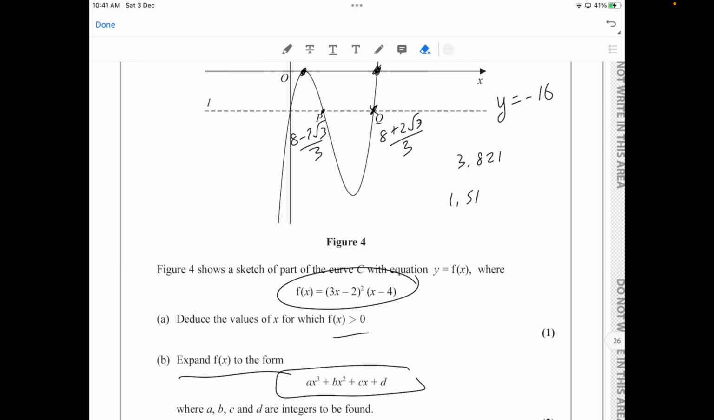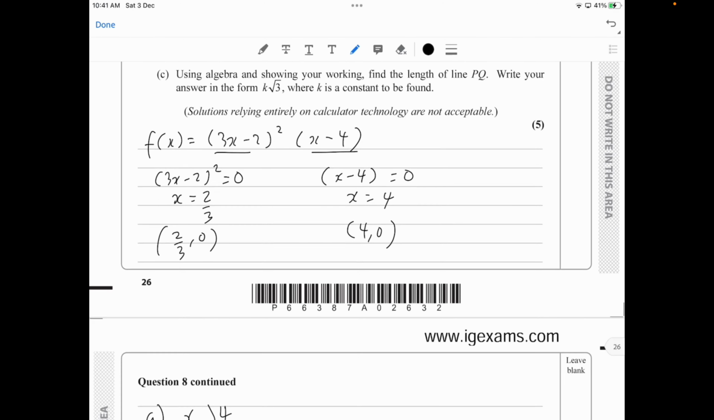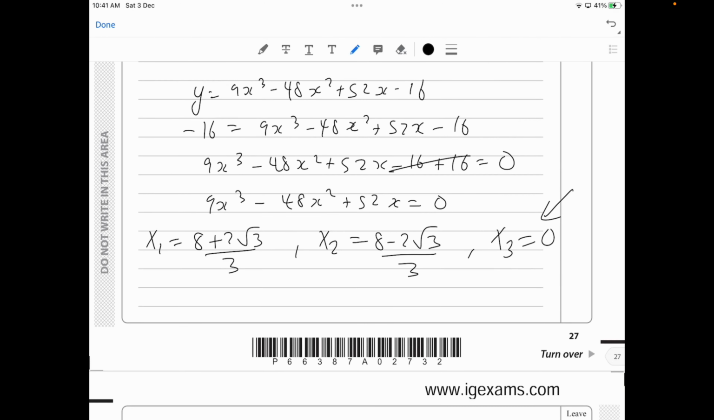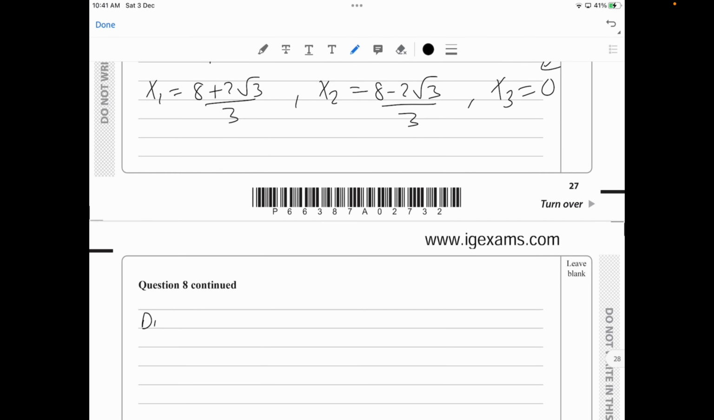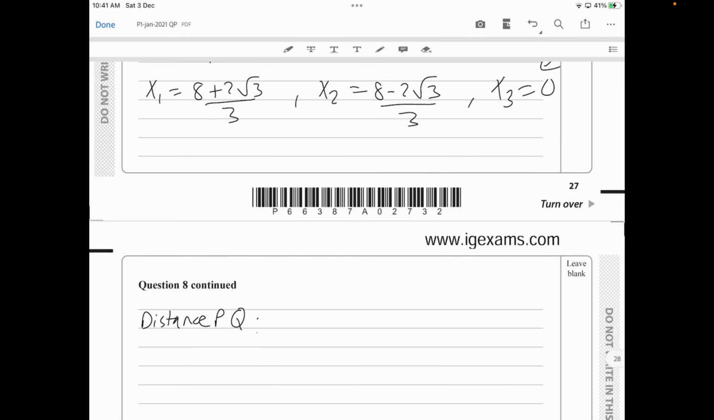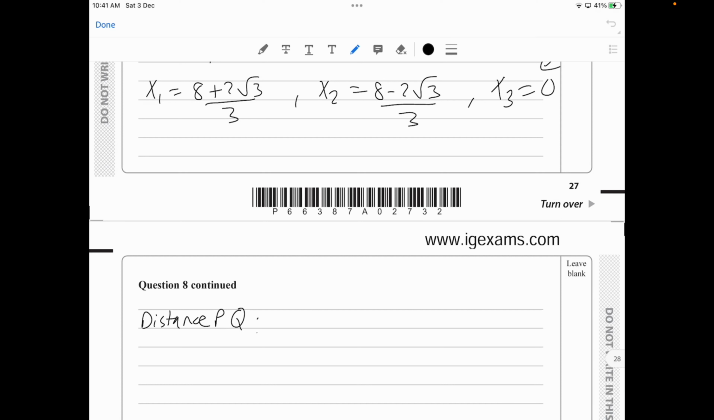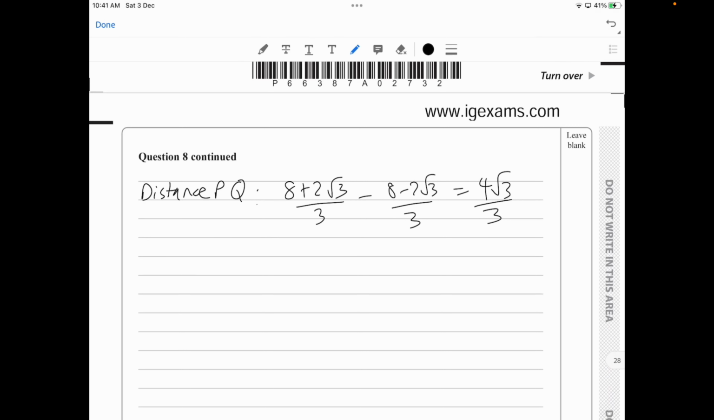Since that's the lower value, to find the distance of PQ, all we need to do is subtract these values. Subtract Q and P together. So distance PQ is going to become (8 plus 2√3) divided by 3 minus (8 minus 2√3) divided by 3. This is going to give you 4√3 divided by 3, which we can simplify to be the distance PQ. That's equivalent to 4/3 √3.